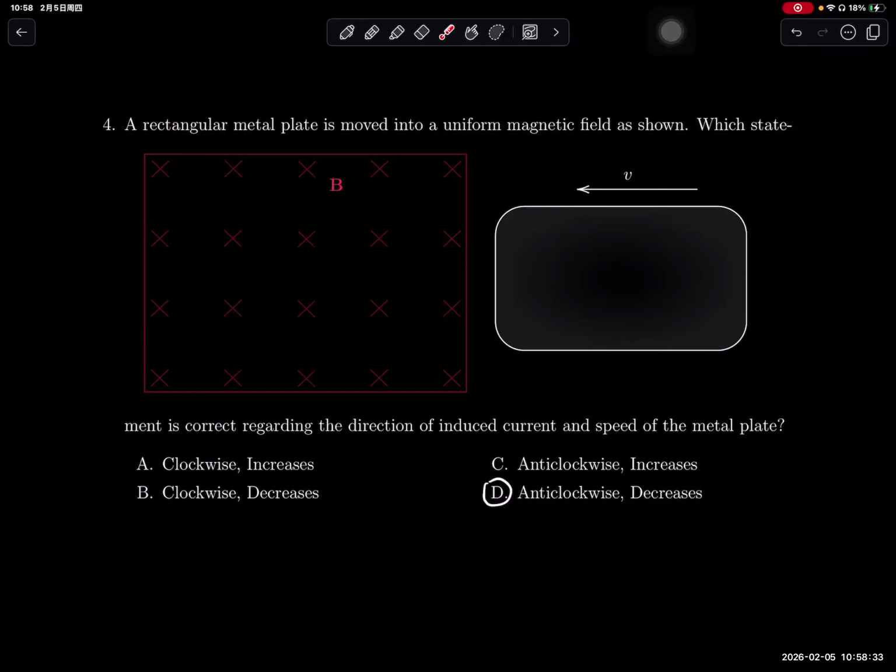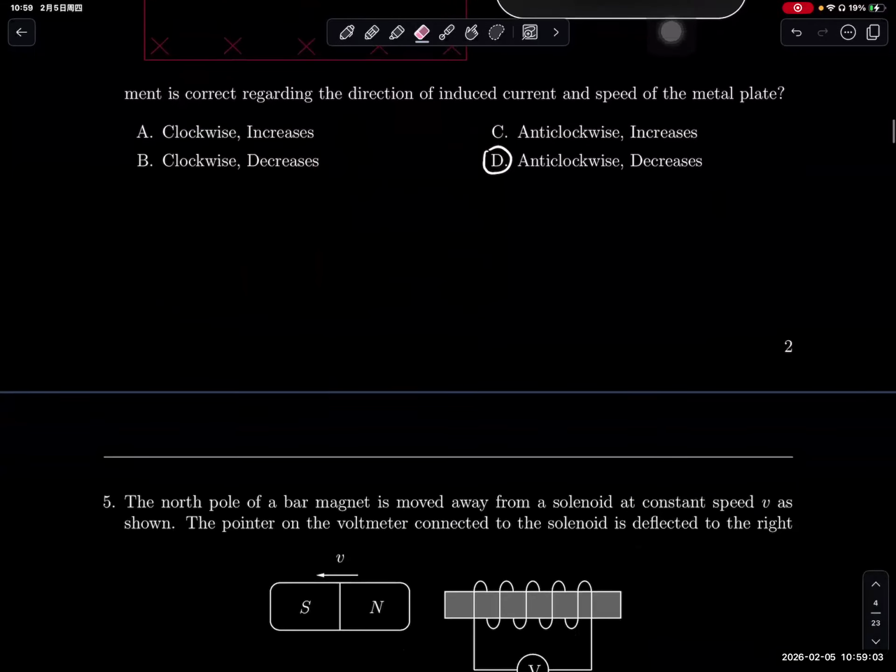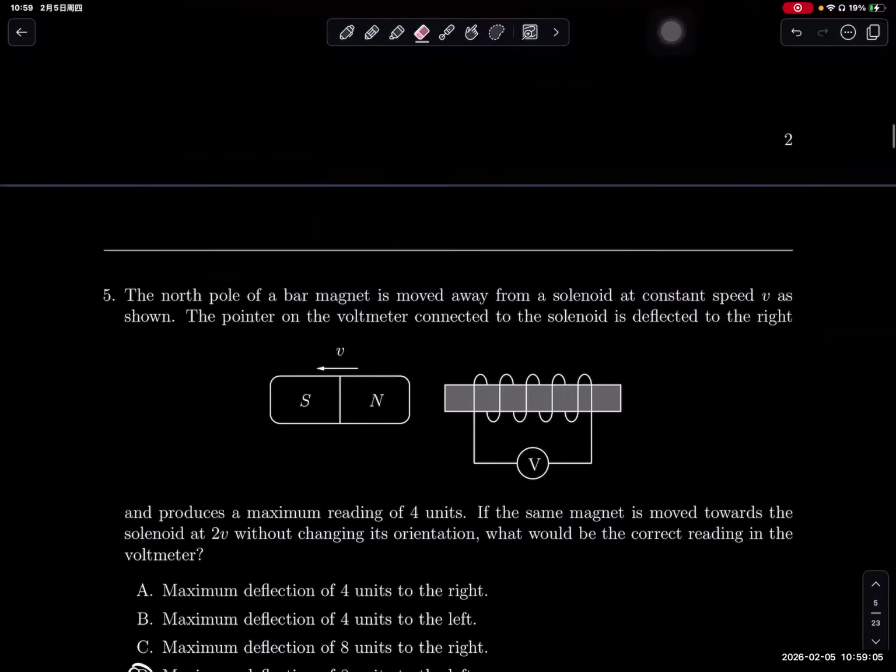And then if you use your right-hand rule, only the current, if this is the plate when it gets in, the current has to be sort of in this direction for it to be repelled outward. Use your right-hand rule and motor effect. And then the other side should be like this. This is a counterclockwise rotation. Therefore, it's D. It's pretty much just a combination of right-hand rule and Lenz's law.